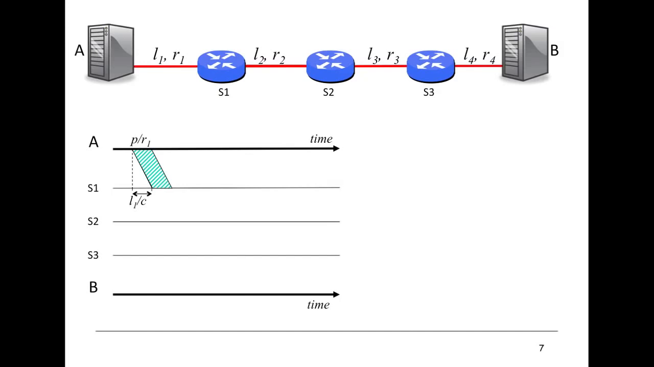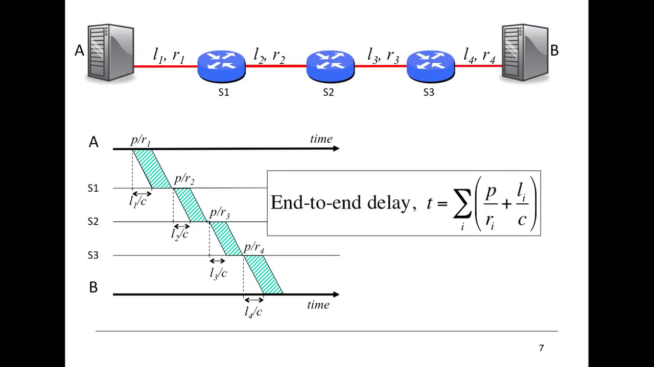switch S1 is going to look at the packet after it's completely arrived, and then send it on to the next link, on to S2. Here we can see that packet going on to S2. Just as before, it takes L2 over C for the first bit to arrive at S2, and then the last bit will arrive P over R2 seconds later. We can just repeat this whole process for each of the links in turn until we get to B. So the overall end-to-end delay expression is just the sum of those from end to end, which is the same expression we had before.